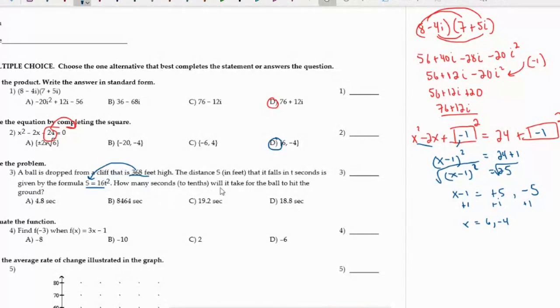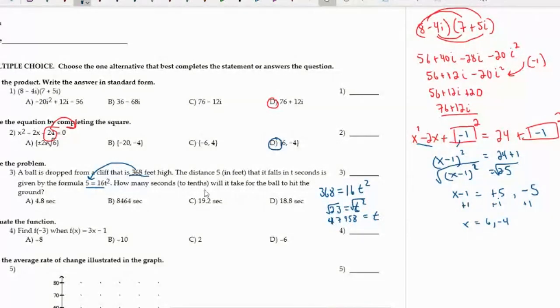All right, so I'm running out of room here, but I'm going to go 368 is equal to 16t squared. So I'm going to divide by 16 on both sides. Calculate it out. 368 divided by 16 is 23. And that's t squared. And then I'm just going to take the square root of both sides. And I get roughly 4.7958. A lot of decimals.